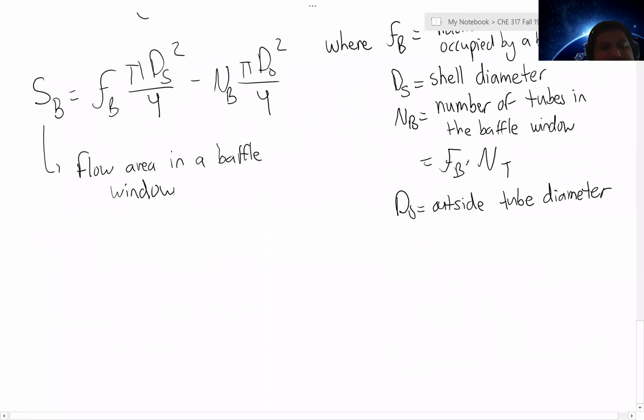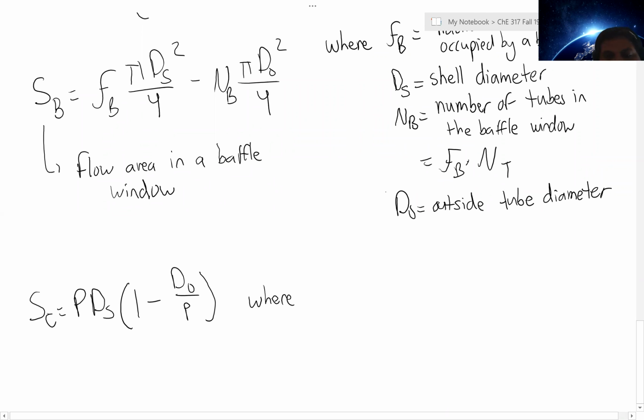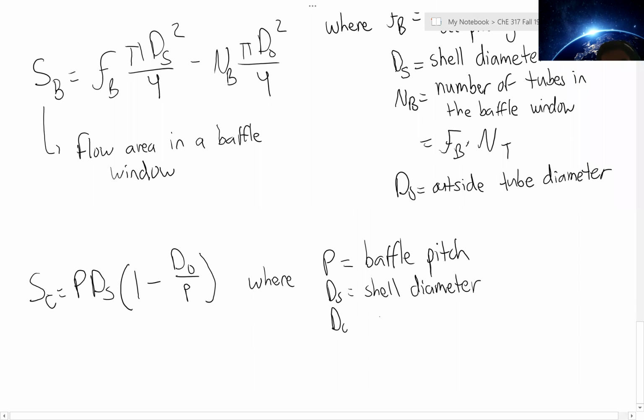So S sub C is a little more straightforward. It's P times D sub S over 1 minus D0 times little p, where big P is our baffle pitch. D sub S, once again, is our shell diameter. D sub 0 is the outside tube diameter. And little p is our tube pitch.